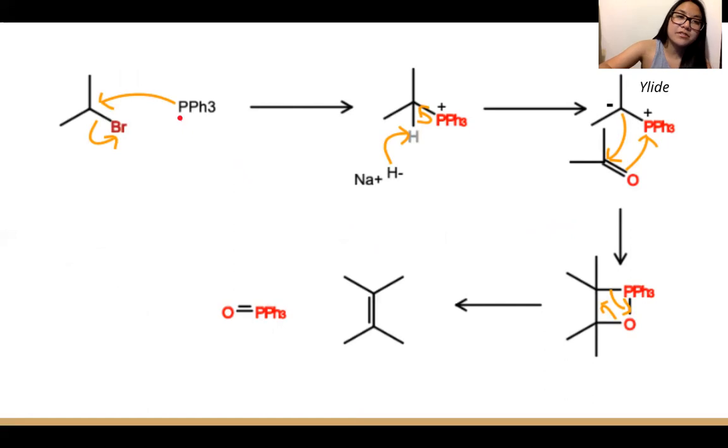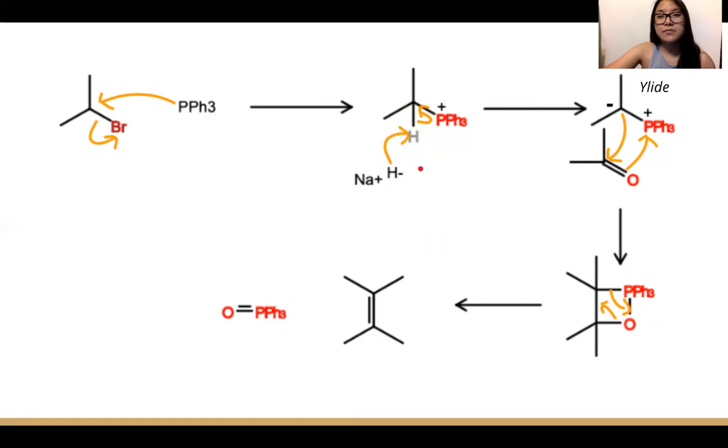So the first thing that happens is there is a lone pair on this phosphorus, and it's going to attack this right here, and the bromine leaves. So now you have phosphorus with a positive charge attached to this carbon, and then has 2 other carbons.